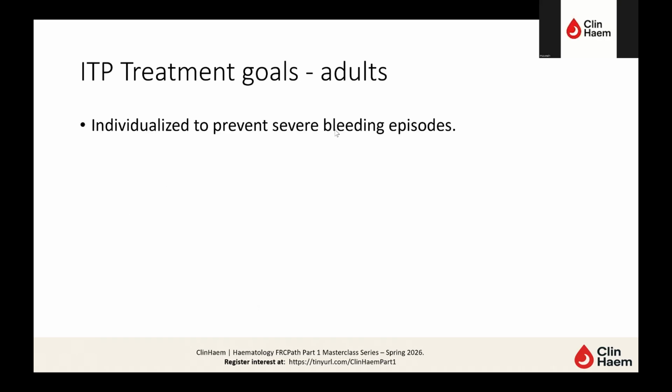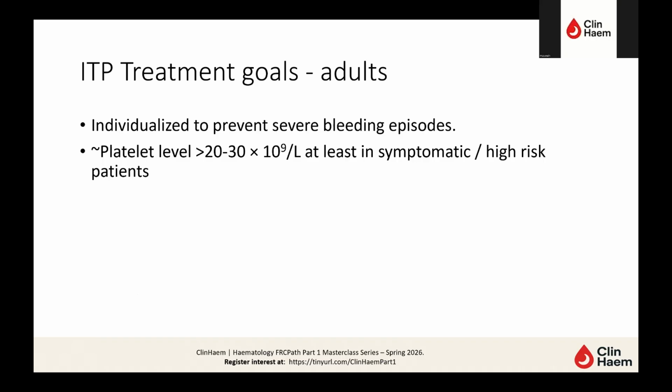The treatment goals in ITP are quite individualized to patients, and the aim is to prevent severe bleeding episodes. The platelet cutoff normally quoted in the guidelines would be to keep the platelets above 20 to 30, at least in patients who are symptomatic, say with superficial bleeding, say mild bleeding into the skin, bruising, purpura, but especially if there is wet purpura, which is basically bruising, hemorrhaging inside the oral cavity, or if the patient is high risk for other reasons, like if they're on blood thinners, for example, they require anticoagulation, high risk for falls, etc.